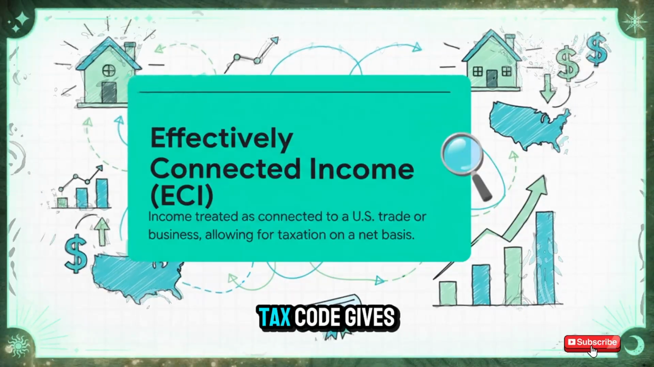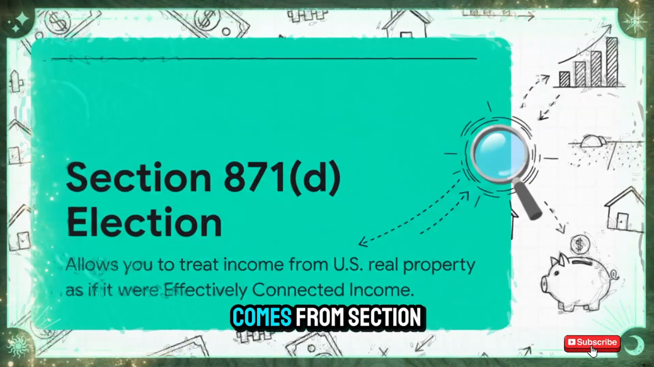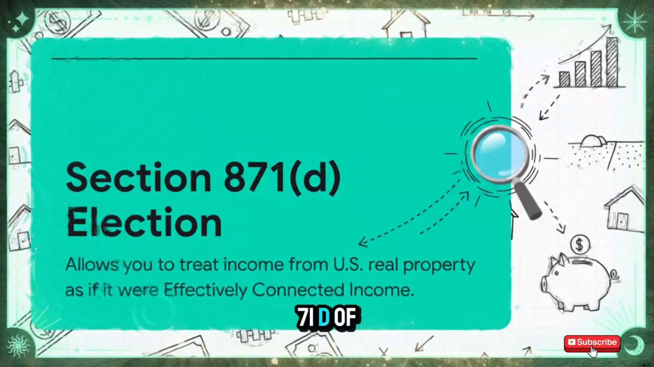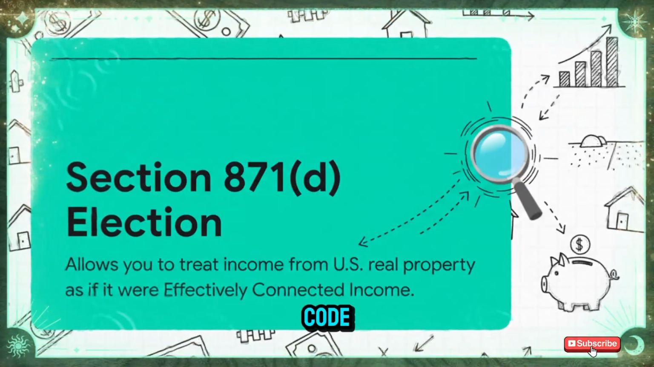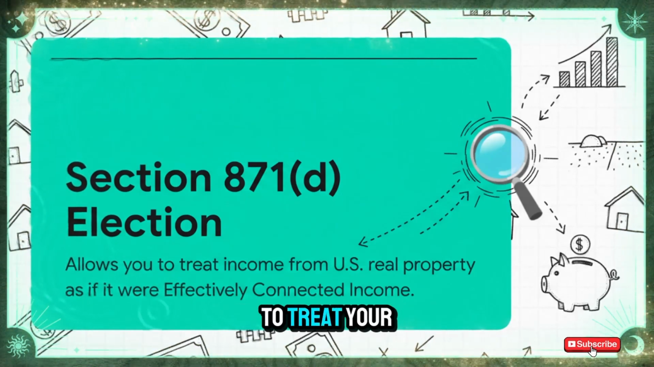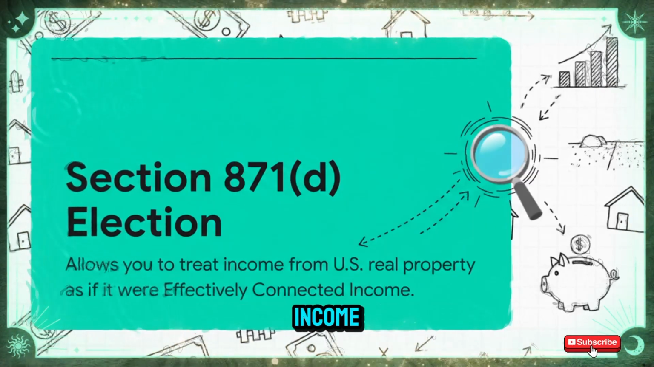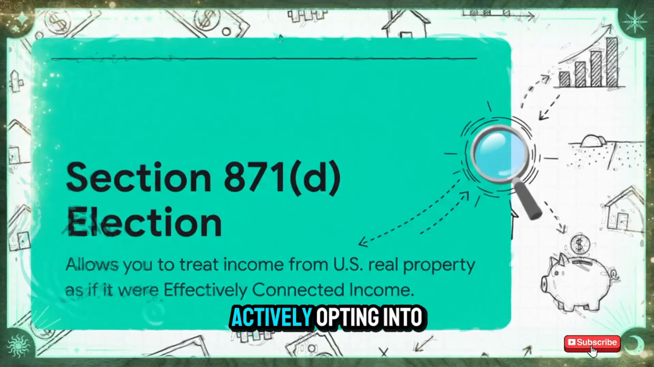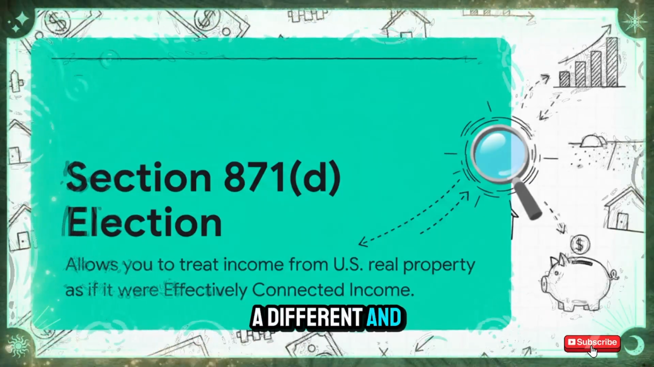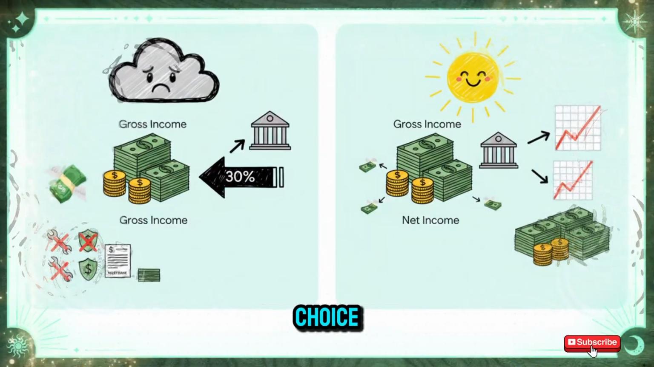But here's where the tax code gives you a really unique power. This power comes from Section 871(d) of the Internal Revenue Code. This election lets you voluntarily choose to treat your real estate income as if it were effectively connected income. You are literally actively opting into a different and a much, much better tax system. And the result of making that choice?